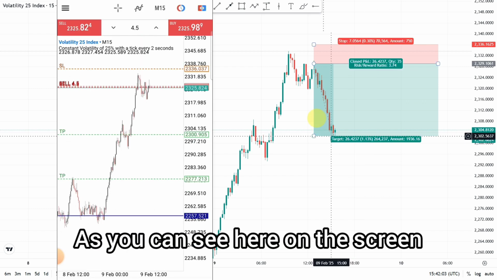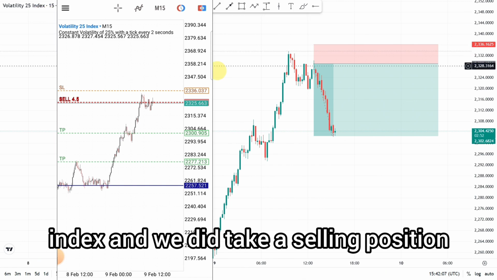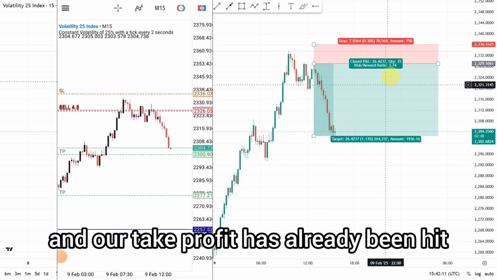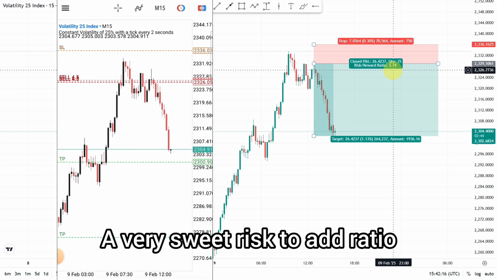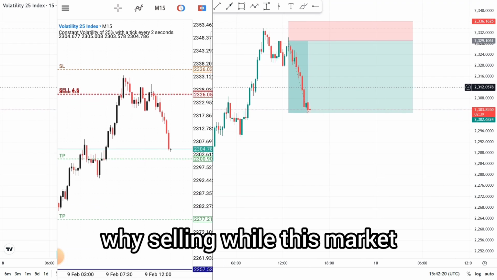As you can see on the screen, we did take a trade on Volatility 25 Index and we did take a selling position, and our take profit has already been hit on a risk reward ratio of 1:3, a very sweet risk reward ratio. But one can ask, why selling?